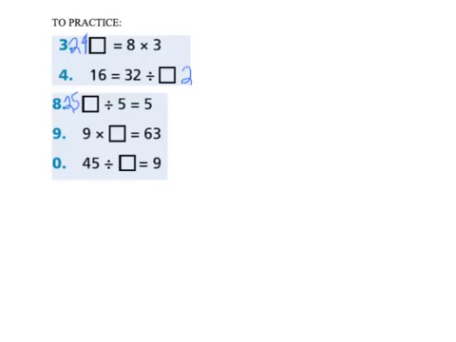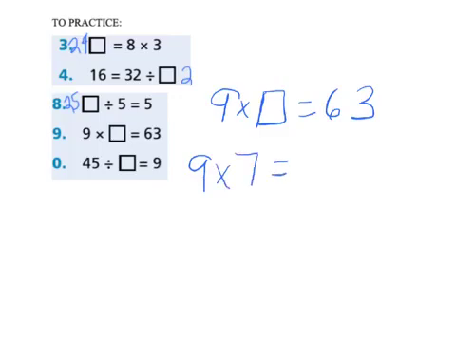Let's look at the next one. 9 times something that equals 63. Fact family is very helpful here. 9 times what is 63? 9 times 7 is 63, so our unknown number is 7.